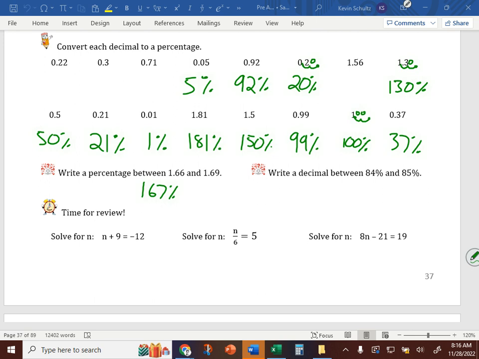Write a decimal between 84% and 85%. This one might be a little bit tricky, right? Because 84%, 0.84, 85%, 0.85. How do you come up with a decimal between those two values? They're right next to each other, right, Adrian? 84.5. So 84.5, are you talking about like the percentage 84.5? Because the decimal 84.5 isn't between 0.84 and 0.85, right? But if we think about 84.5%, which is between 84% and 85%, what would that decimal be?